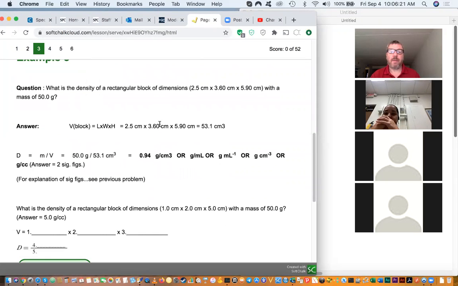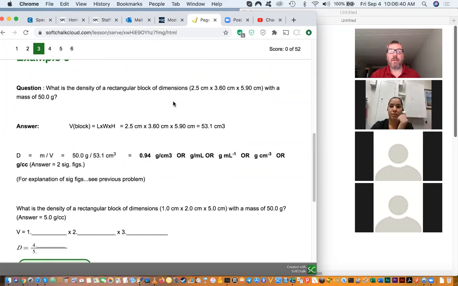We can do the same thing with a rectangular block, and you'll notice that we're given the dimensions of that. When you multiply all the centimeters together, of course, you get cubic centimeters. Centimeters times centimeters times centimeters. I should have mentioned that previously. And that's why the unit at the end is going to be grams per cubic centimeter.